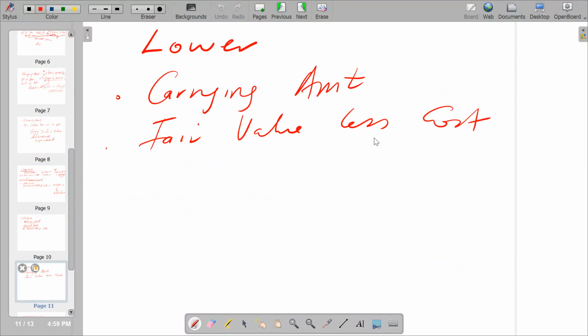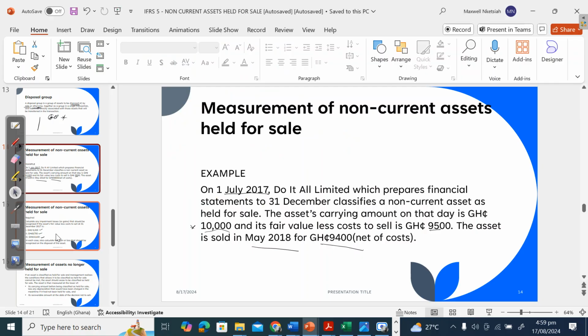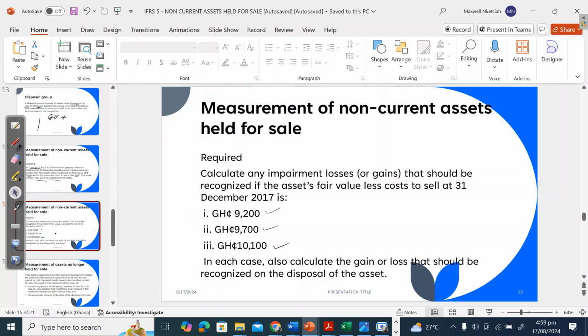Okay, so let's continue. At 31st December, we have still not sold the assets. But we need to find the fair value of the asset. So the question said we should calculate any impairment loss or gain that should be recognized if the asset fair value less cost to sell at 31st December 2017 is 9,200. So we will take them one by one. So assuming that at 31st December 2017, the fair value less cost to sell is 9,200.